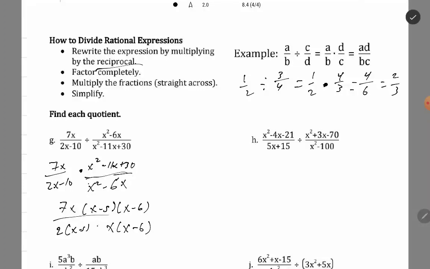Okay. Cancel out what you have. Just got 7 over 2.